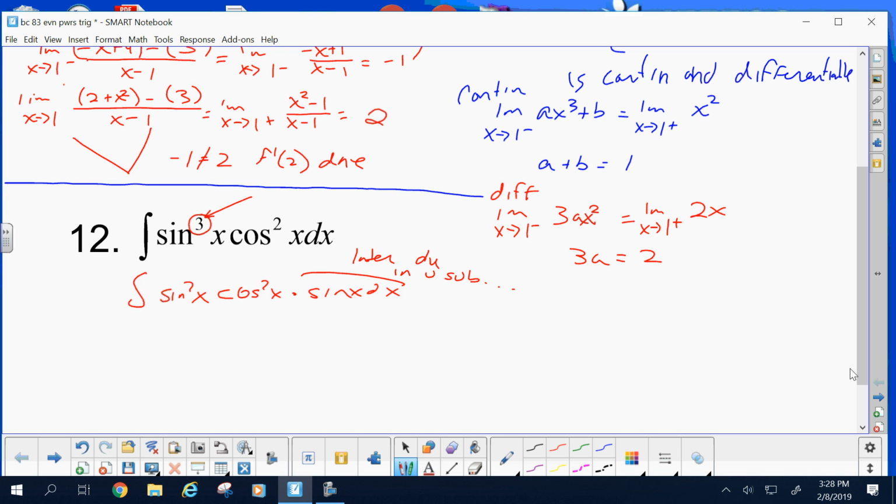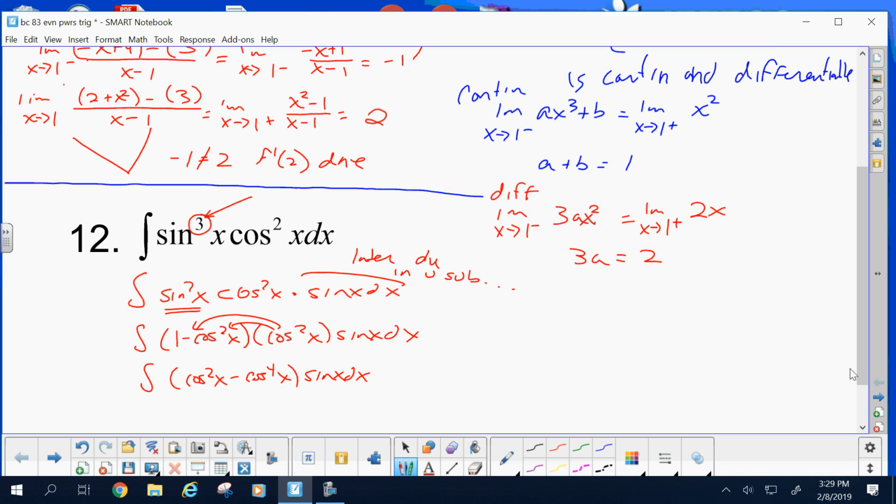All right, now if this is all going to be du, then u needs to be cosine. So my next objective is to change that sine squared to 1 minus cosine squared by identity. That helps me in one step. When I distribute, I get something like cosine squared minus cosine to the 4th sine. Now it's all set up to be a u sub.